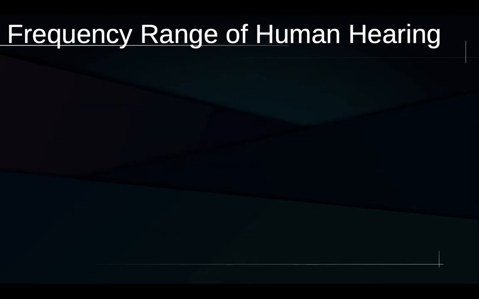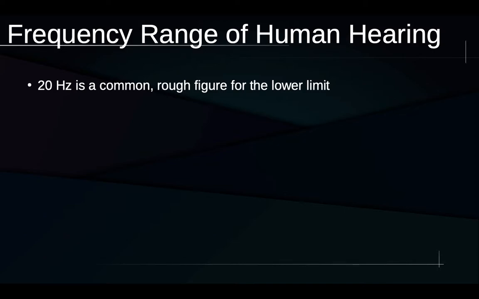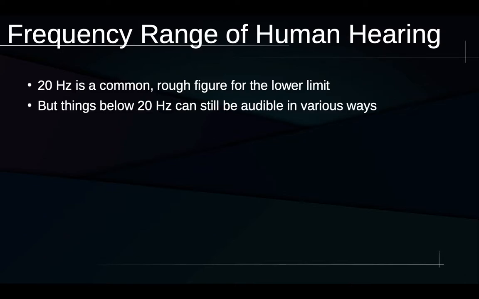So common figures for the frequency range of human hearing, you'll commonly hear 20 hertz or 20 times per second cited as a rough figure for the lower limit. It is possible to hear things below 20 hertz, particularly under the right circumstances with the right loudspeakers. And also those very low frequency signals might become audible in various other ways, including sometimes through our bones.